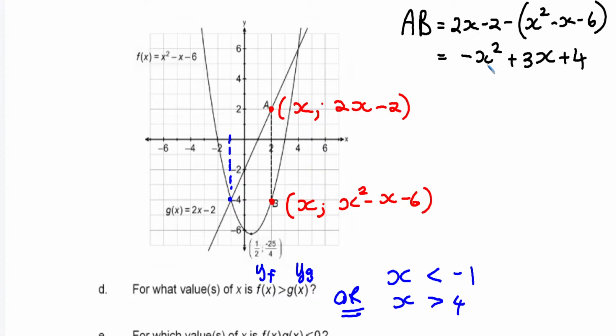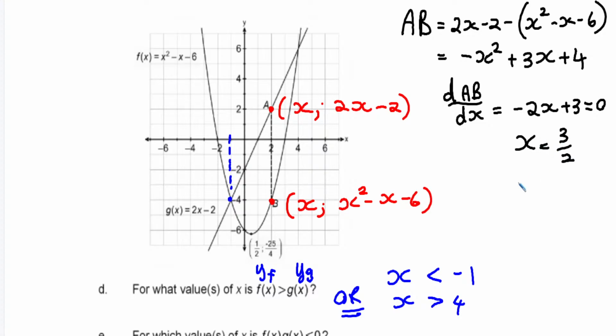Okay, now I want to find the maximum value of this. This itself is a parabola, a kind of concave down parabola. The easiest way of finding the maximum value is to actually differentiate it. So I'm going to work out the derivative of AB with respect to x, and I get negative 2x plus 3. I'm going to make that 0 and solve for x, and I get x equals 3 over 2. So the longest length that AB can have is actually at 1.5. And that maximum length, just put 3 over 2 into the formula for the length of AB, and I actually get 6.25.